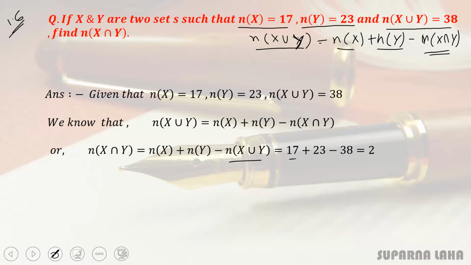So put in the values: 17 plus 23 minus 38. It's just 2. So this is your answer. You needed to find the number of elements in X intersection Y, right? So the number of elements in X intersection Y is 2. This is the answer.